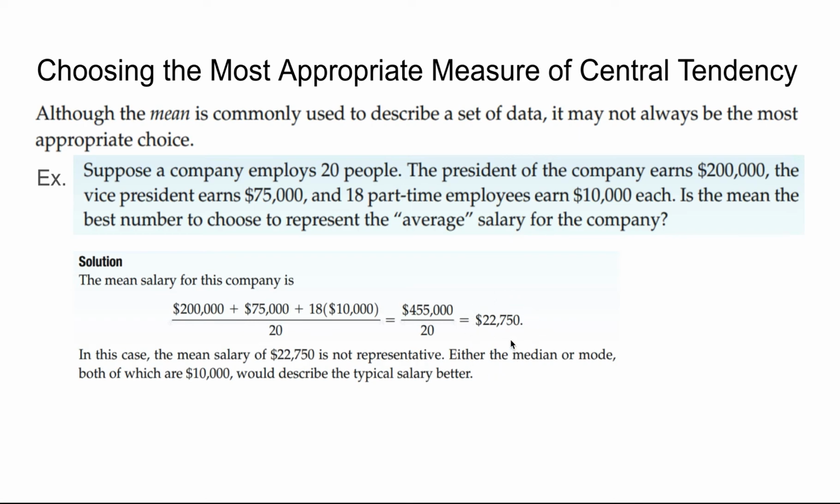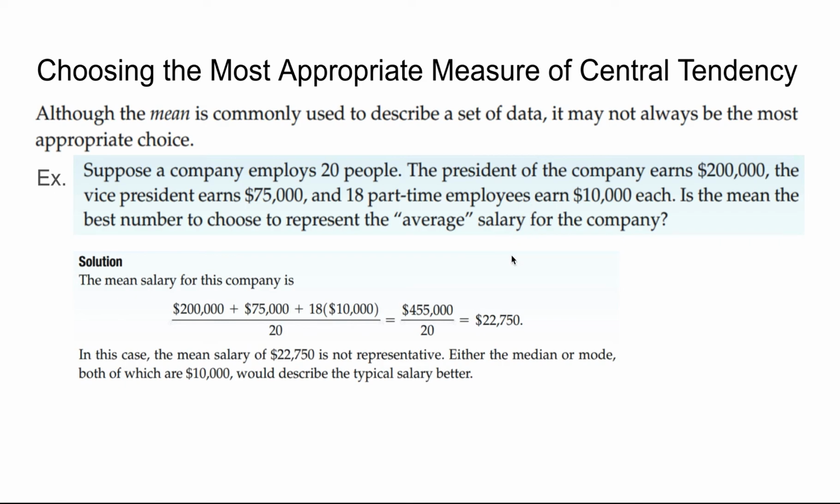Look at this price. Do you think this is very representative as the center? I would say no, because it's very, very far away from how much the majority of people, the 18 part-time employees, earn, right? So I would say the mean is not very representative. How about median and mode? The median is 10,000, because think about 20 people, what is in the middle? One of these 18 part-time employees.